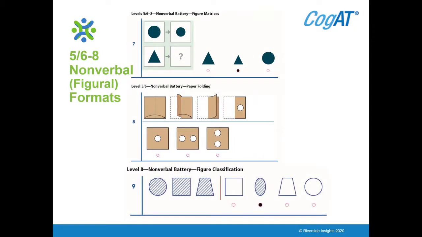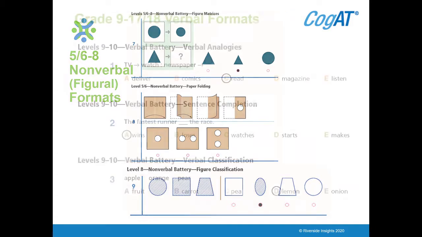Finally, we have the nonverbal formats. These measure a more general, abstract form of reasoning than the first 2 batteries, which is a helpful contrast for understanding students' various reasoning skills. Again, we have an analogies and classification format, and we also have the paper folding task, which asks students to imagine what a piece of paper would look like when it's folded and then cut in some way.